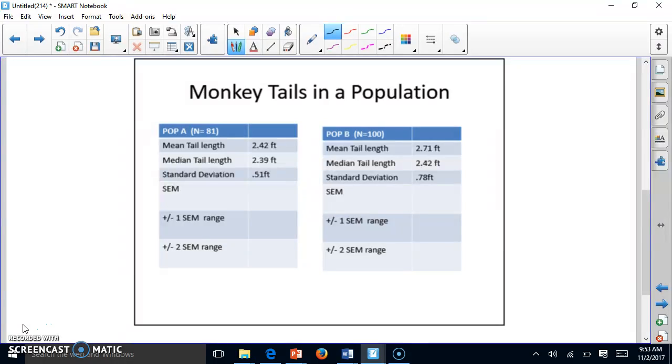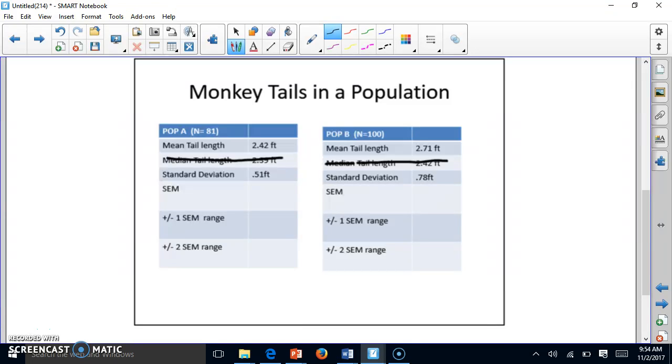So, in this, we're looking at the length of monkey tails in two different populations. We're not going to worry about the median, this was here for another lesson. I moved this lesson up a little bit, so don't worry about the median length. I'm going to talk about that at a different point.